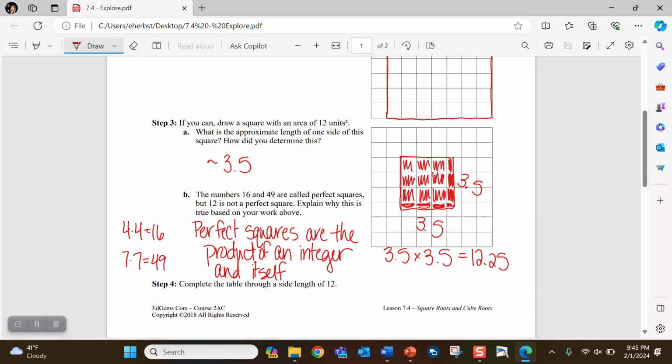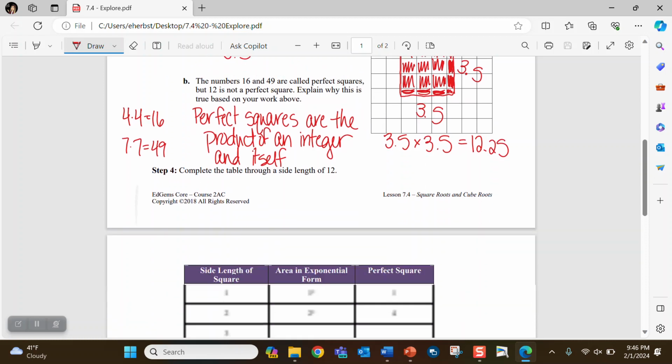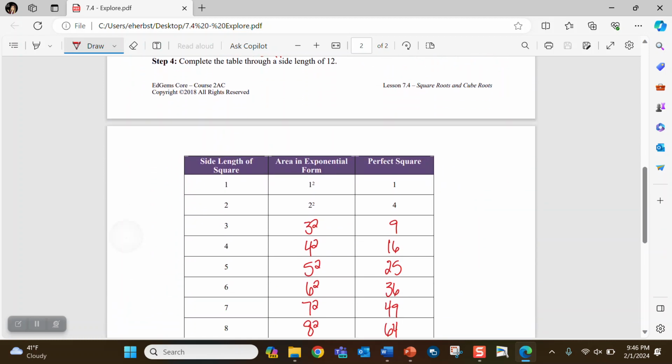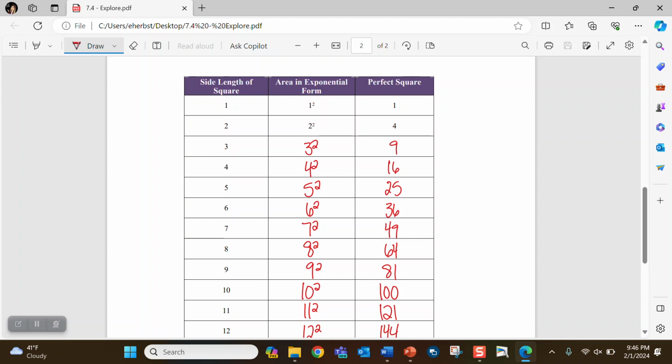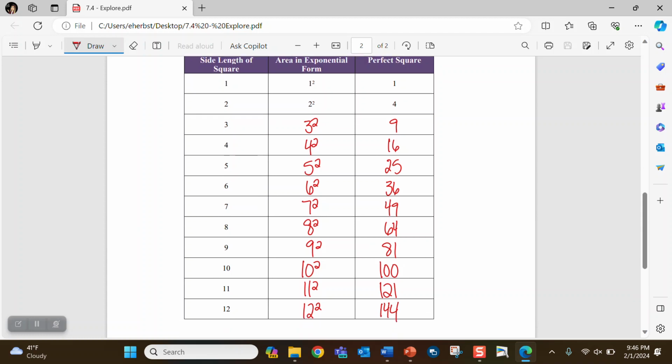Step 4, I know on the document I pulled up electronically here has step 4 way at the bottom of this page. Hopefully it's at the top of the back side of yours, but you're asked to complete the following table all the way through a side length of 12. So we see that if we have side lengths of squares in this first column, then we can calculate the area of that square by squaring the side length. And then what we see in the far column is the list of perfect squares.